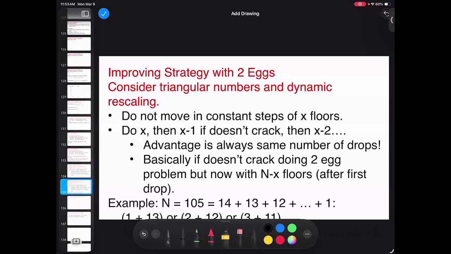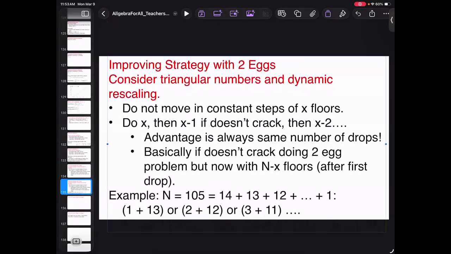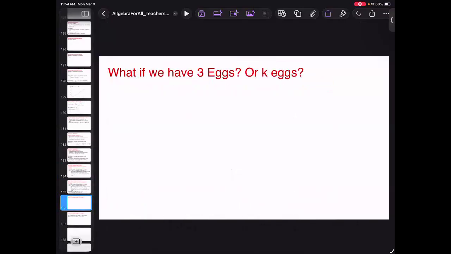This leads to triangular numbers. So let's just move this up. So for instance, if n equals 105, we would drop it on floor 14, then 13, then 12. And 105 is carefully chosen to be a nice number.